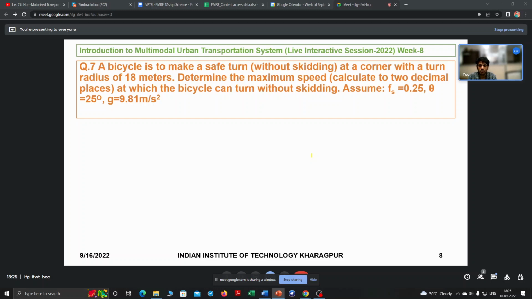So what would be the maximum speed at which the bicycle can turn? I will wait first so that you will be able to do something and then tell me, and then I will do that. And also it is not necessary to remember the formula because it's very easy.